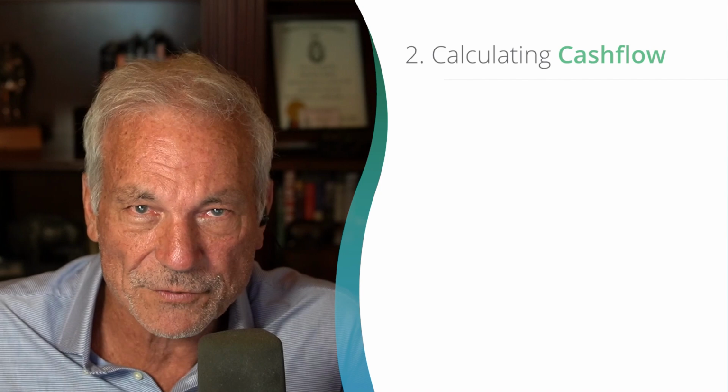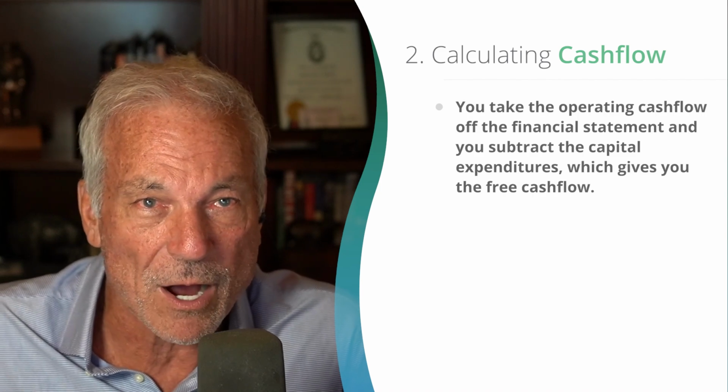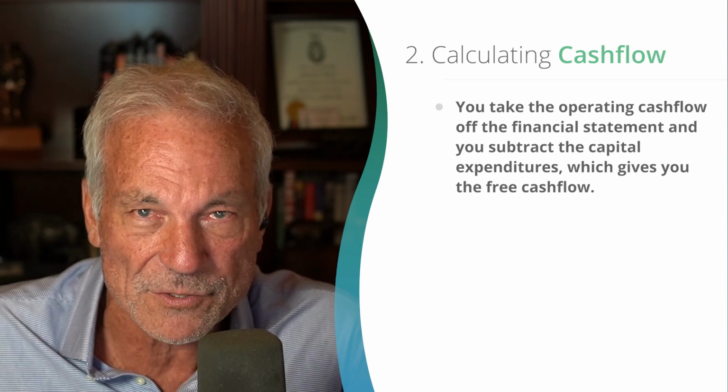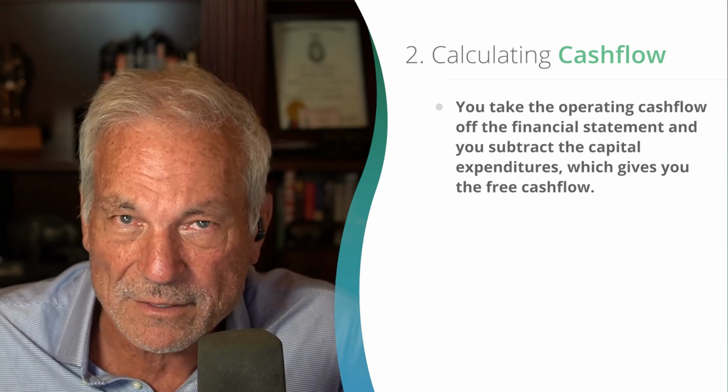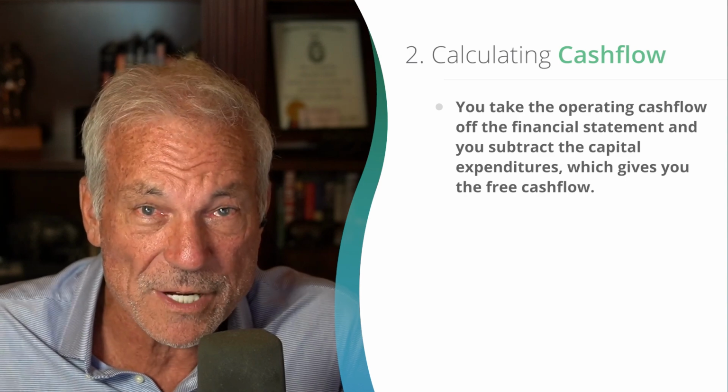You use your cash flow. Remember, this is not a number you find on the financial statement, but you take the operating cash flow off the financial statement and you subtract the line that says capital expenditures. What you have left is known as free cash flow.